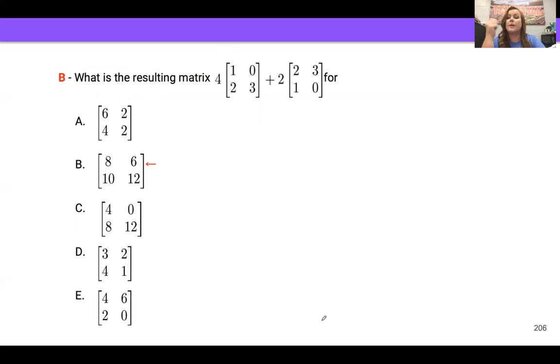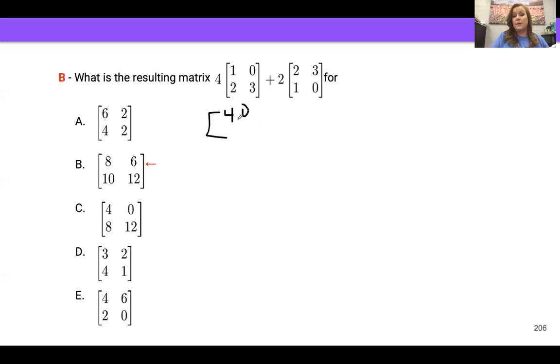This does a little bit of combination. You're multiplying each one in the matrix by a constant and then adding them together. And we can add them together because they're both 2 by 2s and they're the same size, so we can add and subtract when they're the same size. So again, you're just going to go through here, multiply each one of these terms by 4, each one of these terms by 2.